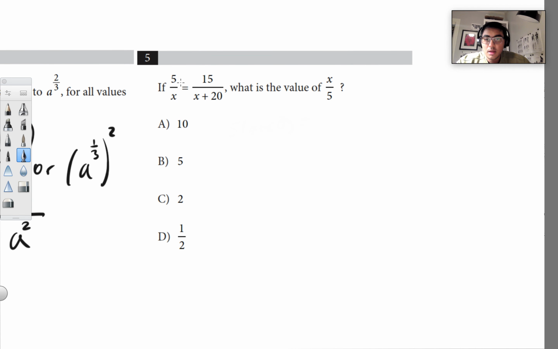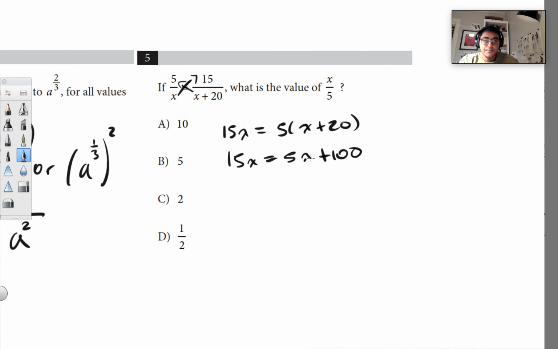Okay, last question. If 5 over x is equal to 15 over x plus 20, what is the value of x over 5? So we actually have to solve for x here. The first thing that comes to the eye is we can cross multiply to simplify this whole equation. So we know that 15x is equal to 5 times x plus 20. We can expand the right side. 15x is equal to 5x plus 100.